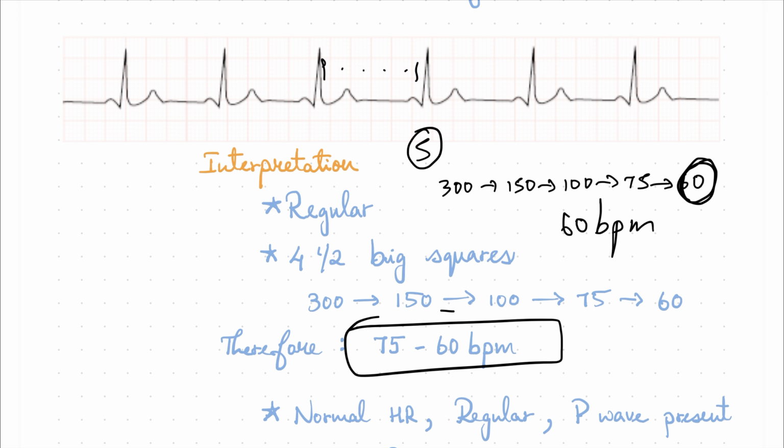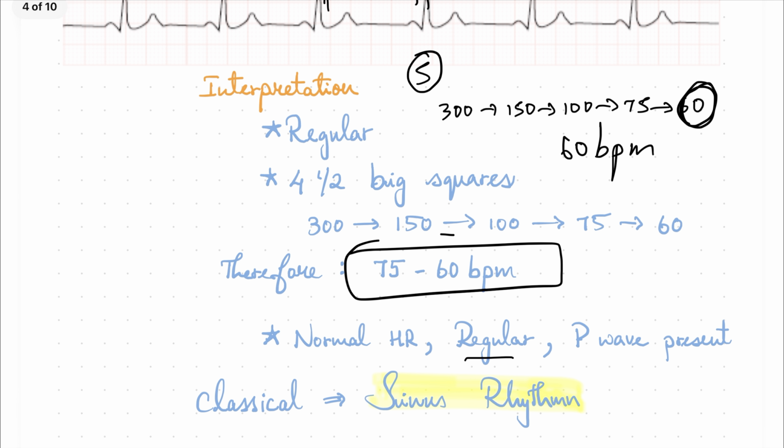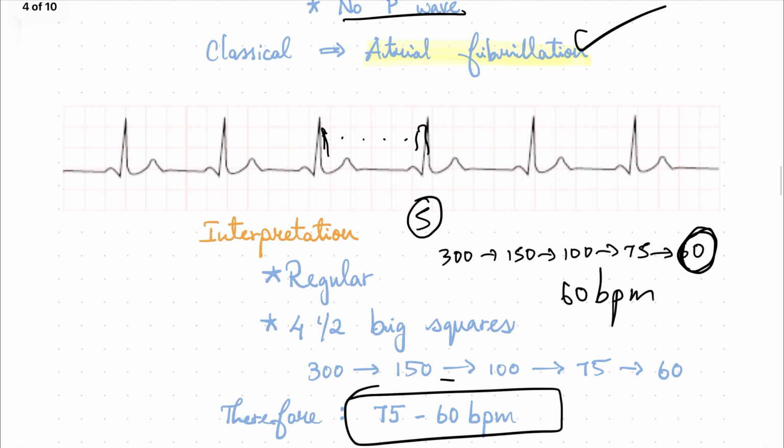So here comes your answer, which is around 75 to 50, because you have half of boxes. When you can equate to 1, it's an approx value. So normal heart rate, regular, P wave is present. So it's a classical sinus rhythm graph.